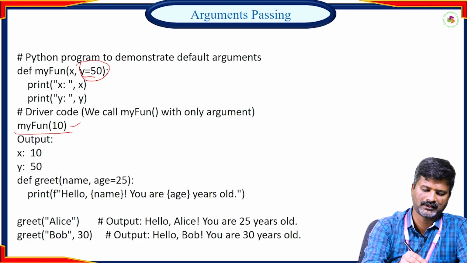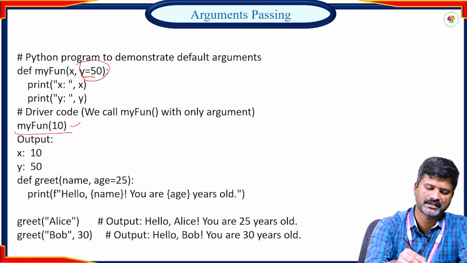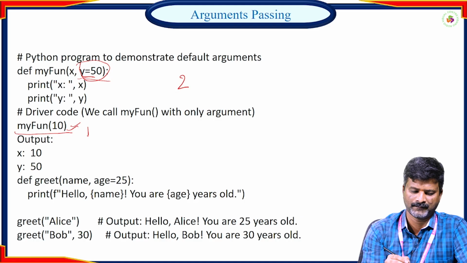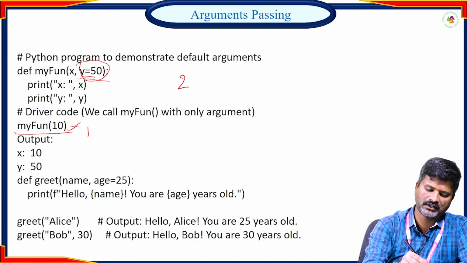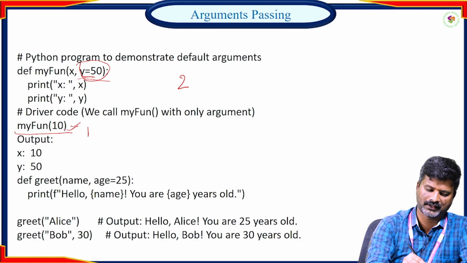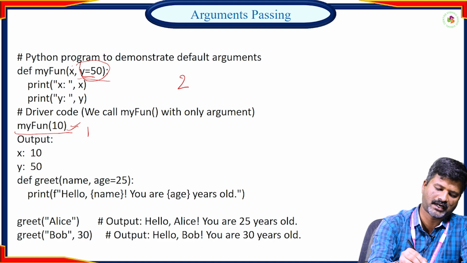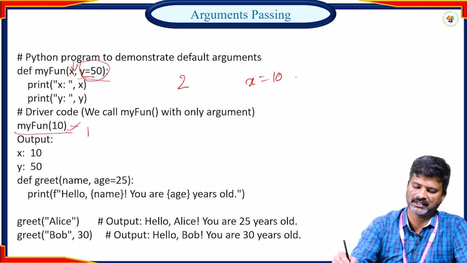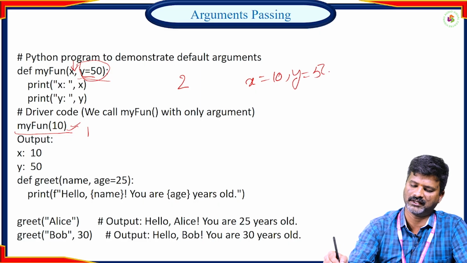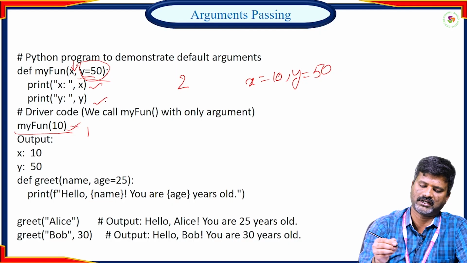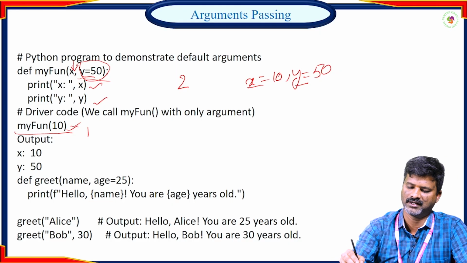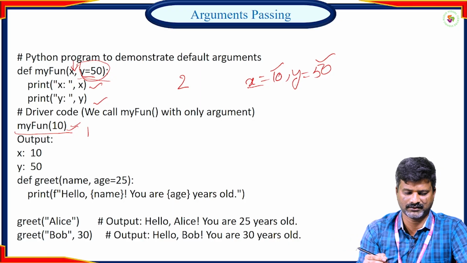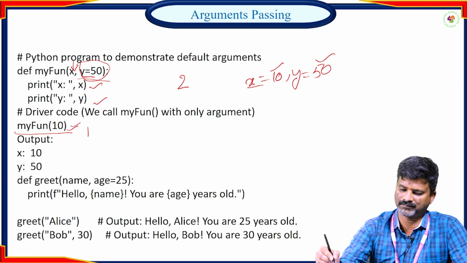So what will happen here? The function definition expects 2 arguments, but you are passing only 1 argument. Even though you are not passing the second parameter, the first parameter will be stored in x, meaning x value is 10, and for the second parameter you are not passing, automatically the default value will be considered. So when you are printing or performing operations on x and y, these 2 values will be considered.